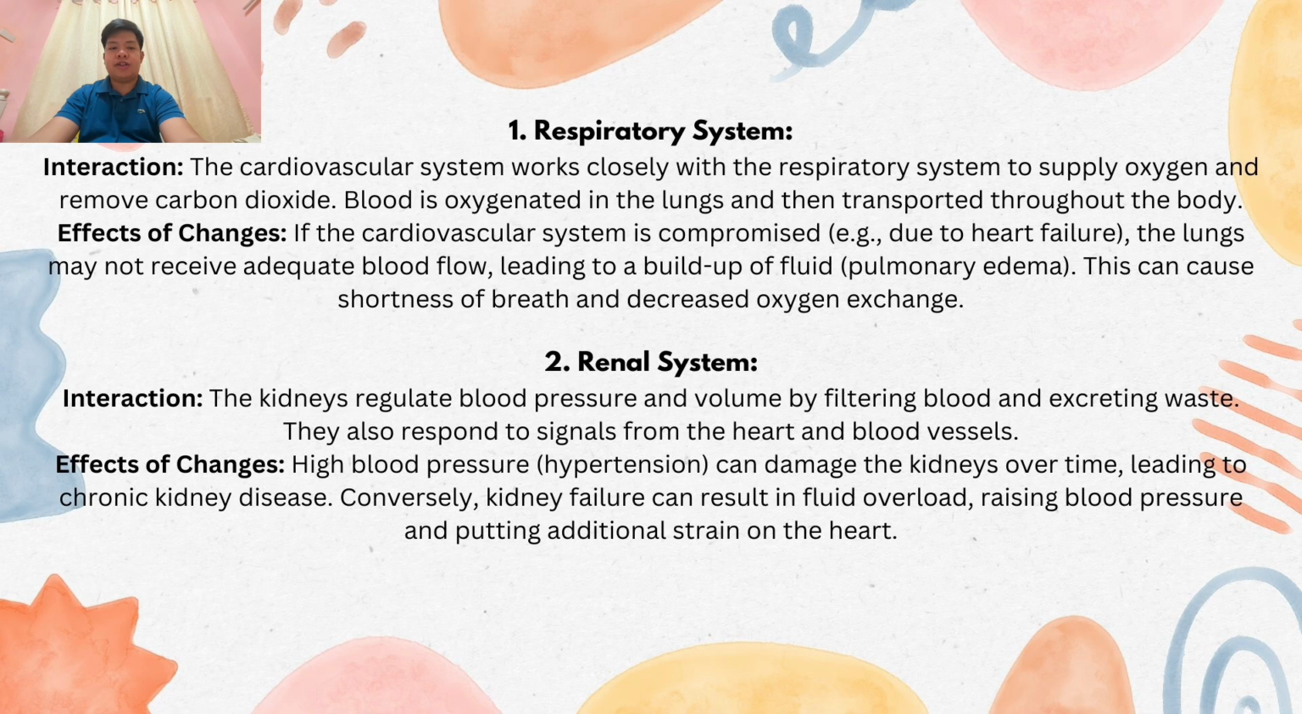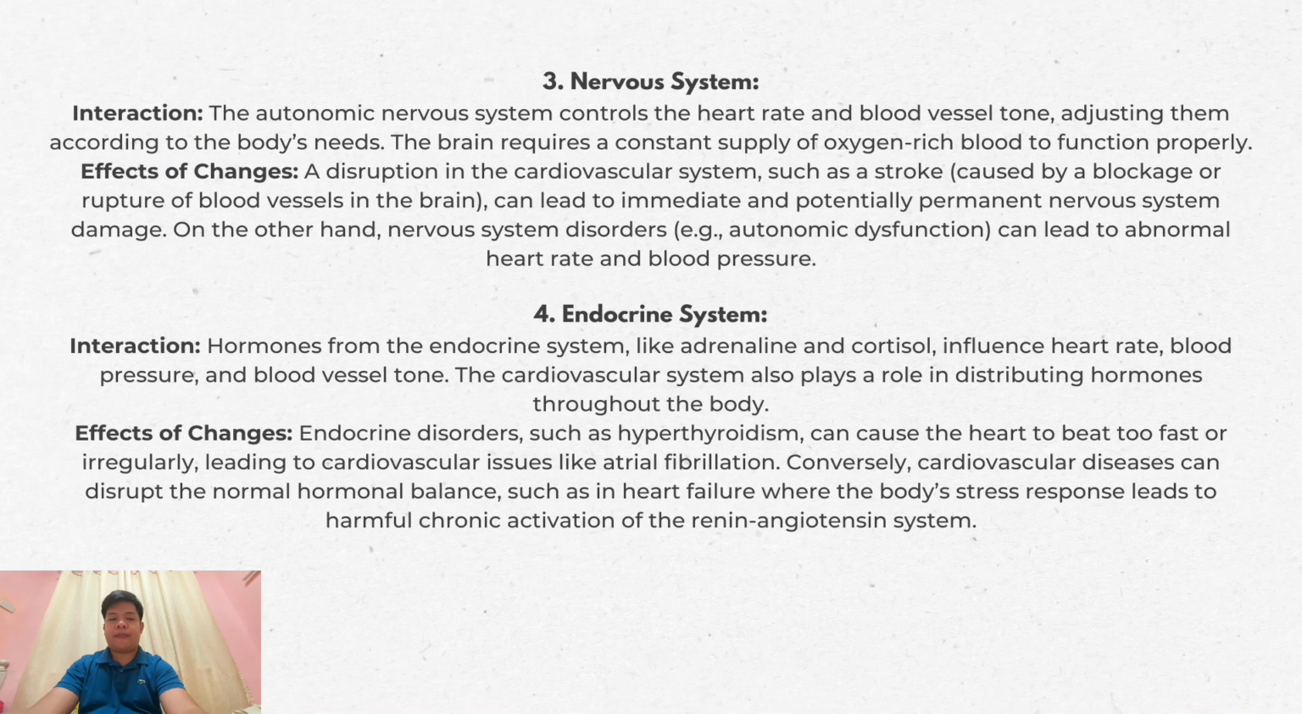The effects of change: high blood pressure can damage the kidneys over time, leading to chronic kidney disease. Conversely, kidney failure can result in fluid overload, raising blood pressure and putting additional strain on the heart. Then, number 3, nervous system interaction. The autonomic nervous system controls the heart rate and blood vessel tone, adjusting them according to the body's needs.